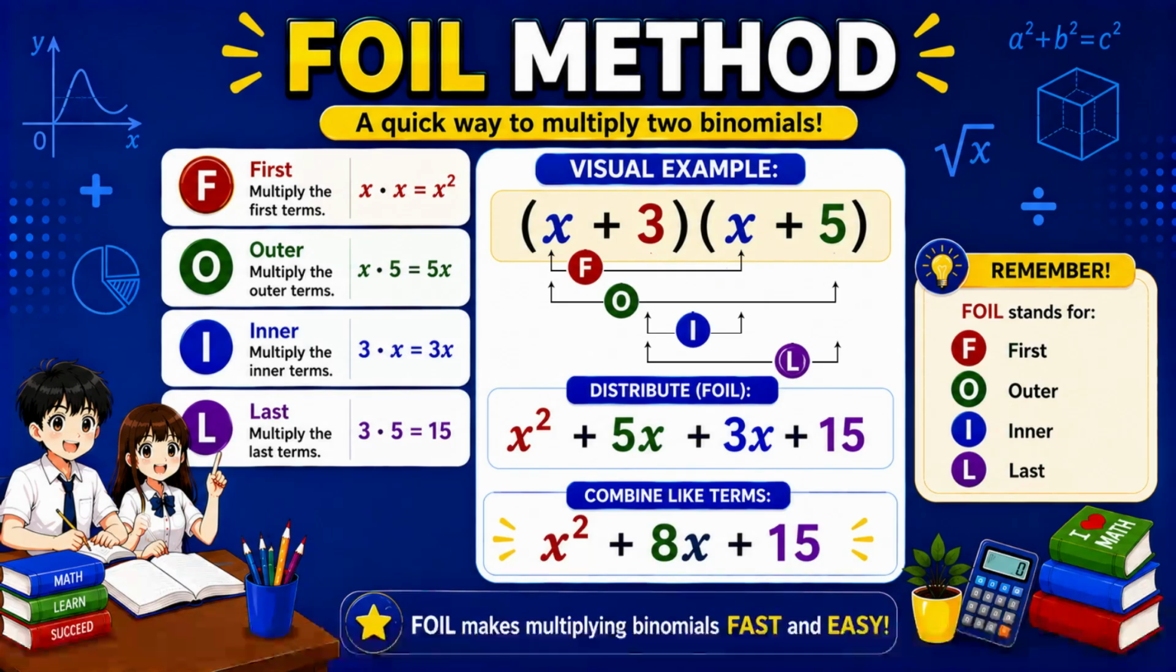Let us follow the four arrows. First, x times x gives x squared. Second, the outer terms give 5x. Third, the inner terms give 3x. Finally, the last terms give 15. Put all four products together and simplify.